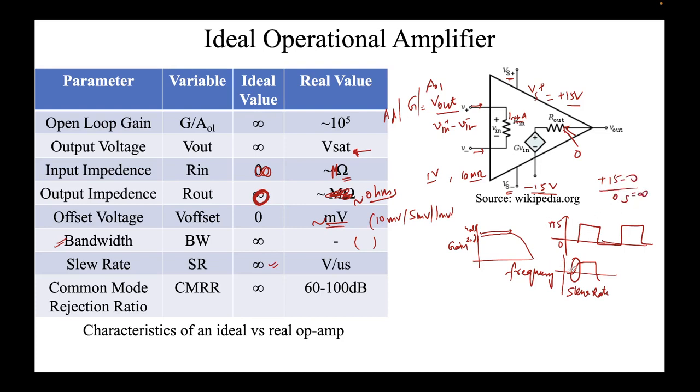However, in real life this is not the case. So it will be some volts per microsecond. A good op-amp will have an order of 2 volts per microsecond, 10 volts per microsecond, something like that.